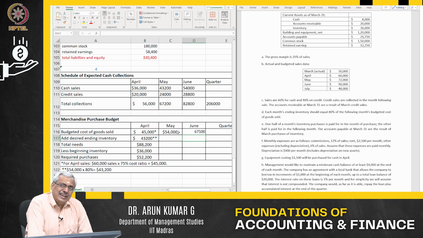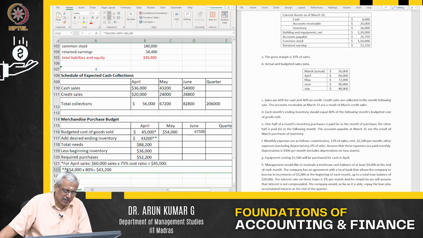What is the desired ending inventory? Desired ending inventory is 80% of the following month's cost of goods sold. That is, if you look at this 43,200, it is 80% of 54,000. That is what they have also given out here, double star as you see.